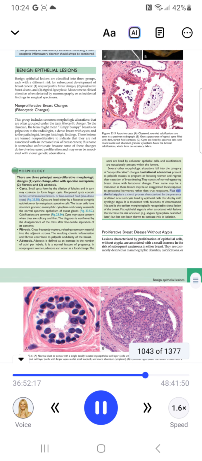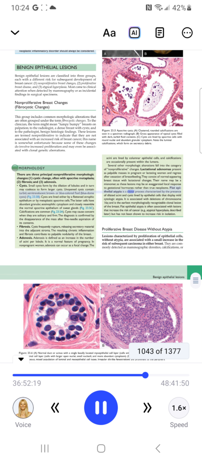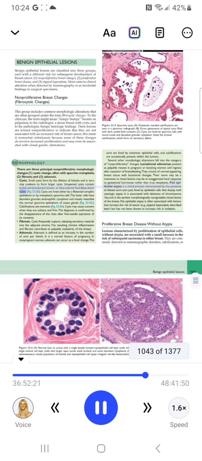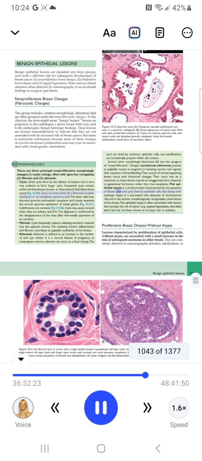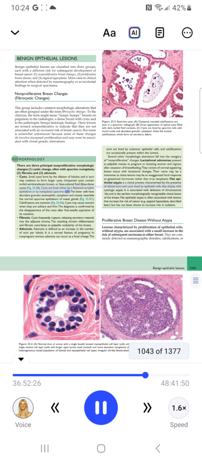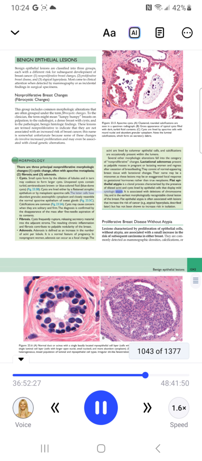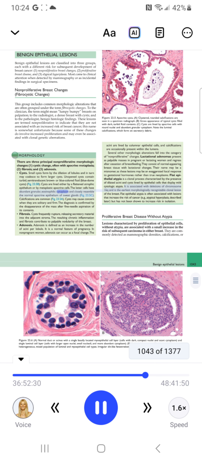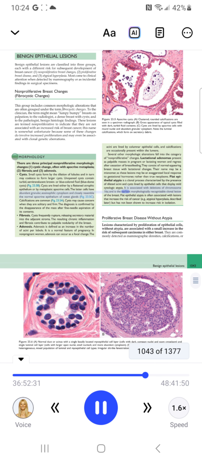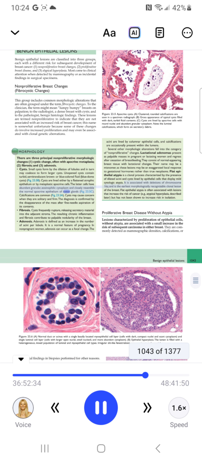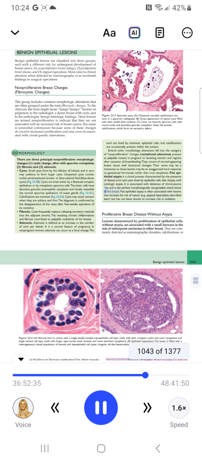Flat epithelial atypia is a clonal process characterized by the presence of dilated acini, and cysts lined by epithelial cells that display mild cytologic atypia. It is associated with deletions of chromosome 16q, and is the earliest morphologically recognizable clonal lesion of the breast. Figure 23.5c.